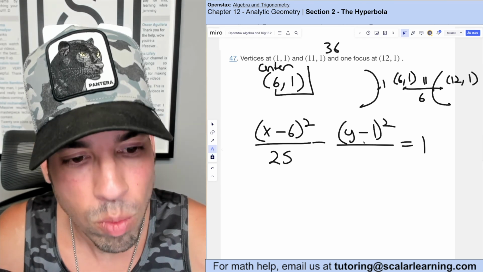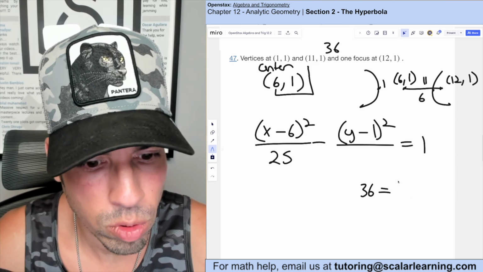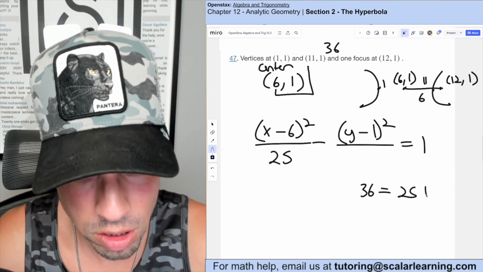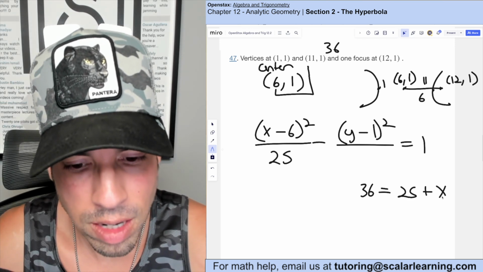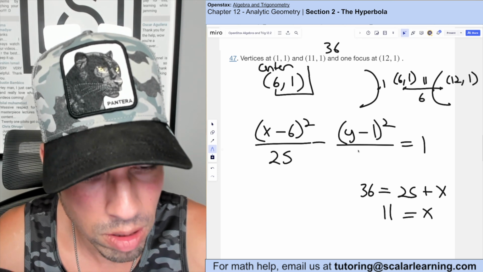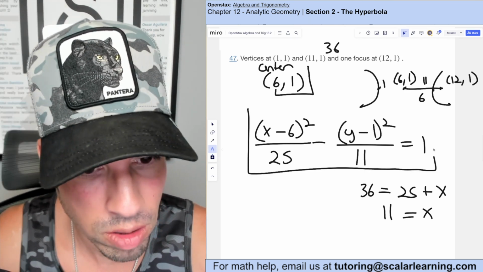So the question is, what goes under here? Now, since I know c squared is 36 and that equals 25 plus whatever goes under here, I can just say 25 plus x. And now I can subtract 25 from both sides and we get x equals 11. So we're just going to put 11 under here. That's how they actually have it in the back of the book. So this is your final answer.